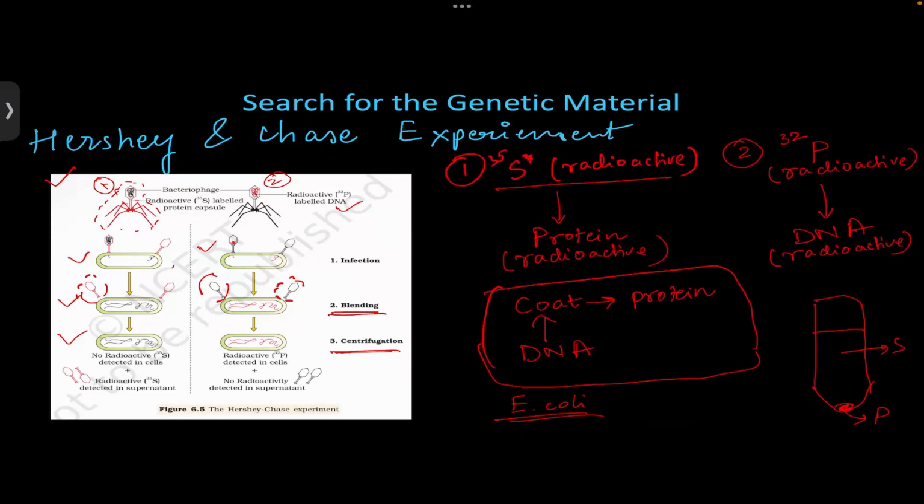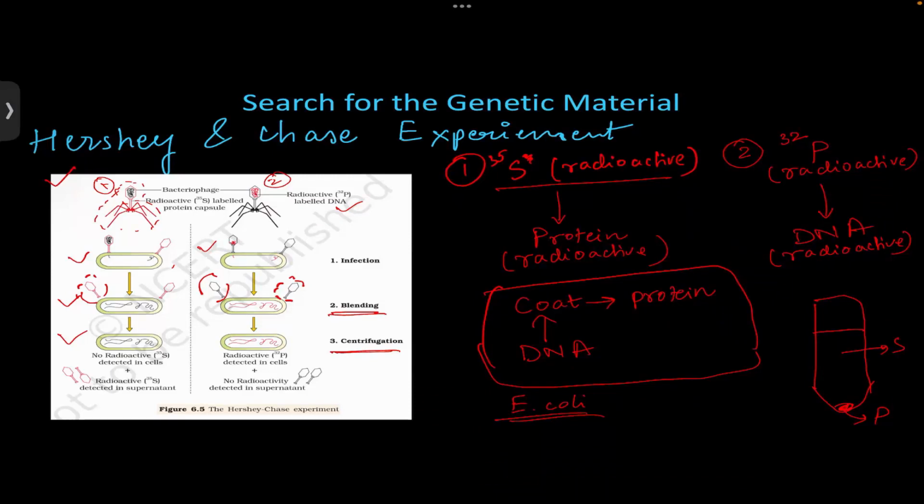And the result of this experiment proved that the genetic material is in fact the DNA, right? You saw that in group 2, the pellet, the bacterial cells, were radioactive in nature because they had the radioactive viral DNA in them, right?